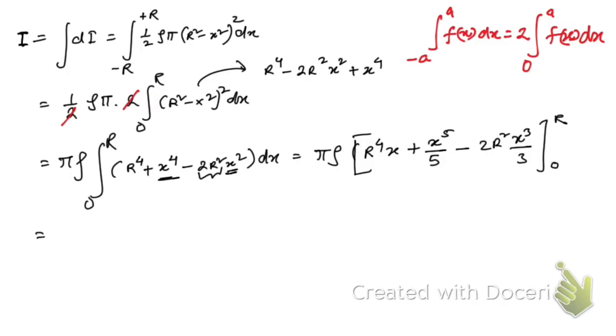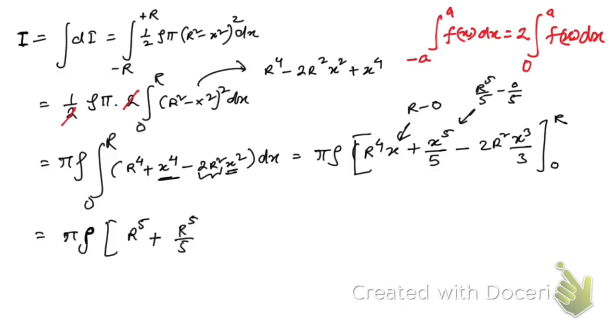So now let's put the upper and lower limit, then subtract. Then what you're going to have is pi rho, then r to the power 4. If you put here r minus 0, then here we're going to get r. So that can be written as r to the power 5. Then minus, sorry, not minus, plus. So here if you put the upper limit, you're going to get r to the power 5 by 5 minus the lower limit 0 to the power 5 by 5. That's going to be r to the power 5 by 5.